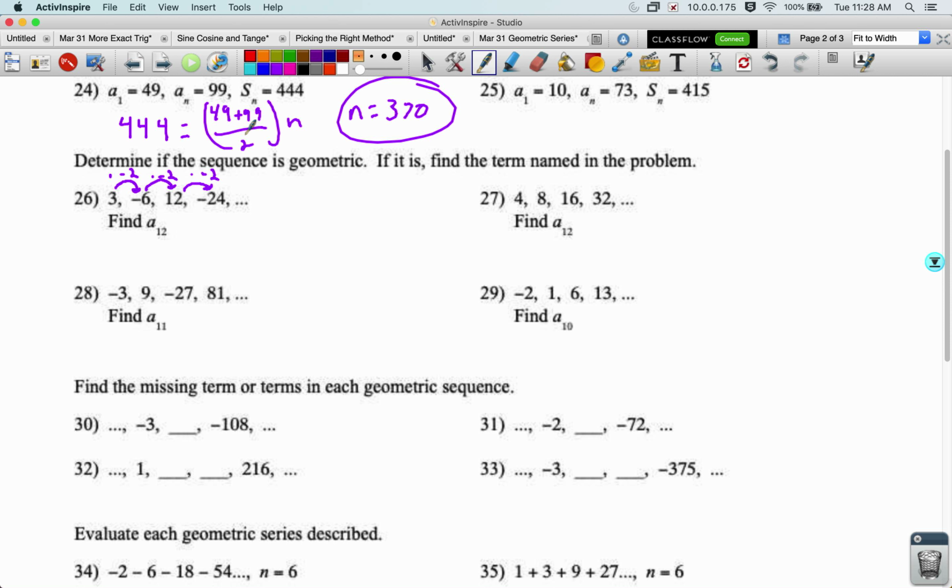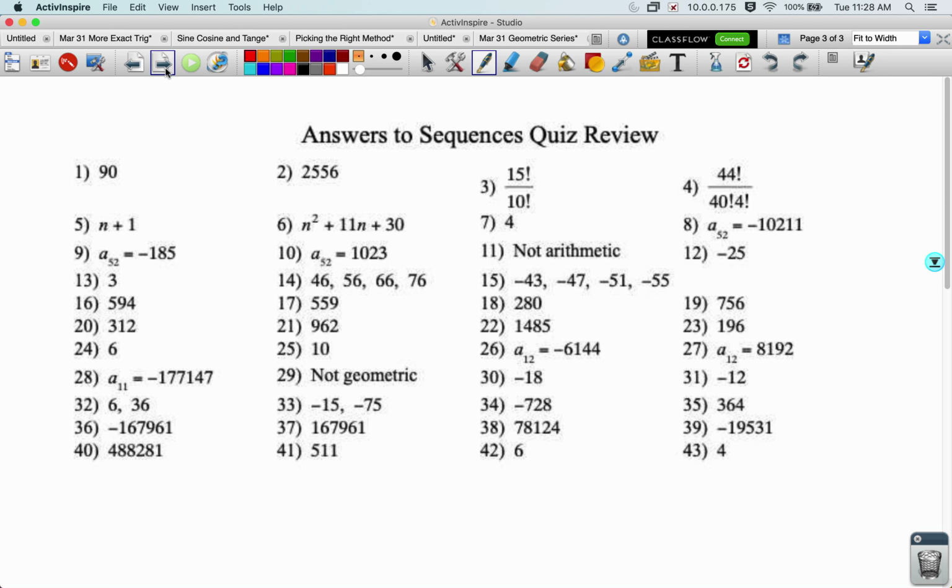Now I've got to find that 12th term. So our formula for that is you take your first term, 3, multiply it by your common ratio, negative 2, raised to the power of how many terms you want minus 1. So 12 minus 1. This can be just plugged into our calculator. I would turn that into an 11 in your head and then just do 3 times negative 2 to the power of 11: negative 6,144. Let's see if we got it right with 26. Negative 6,144.